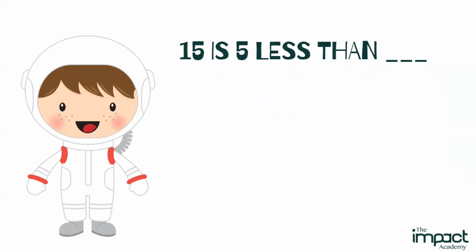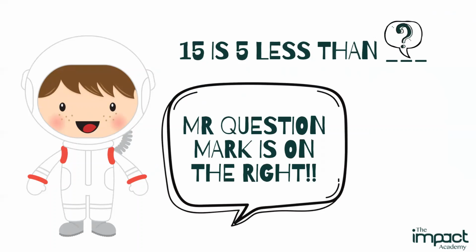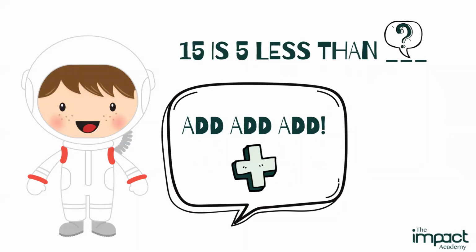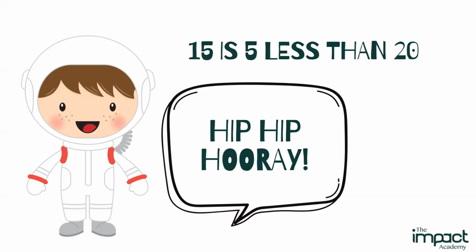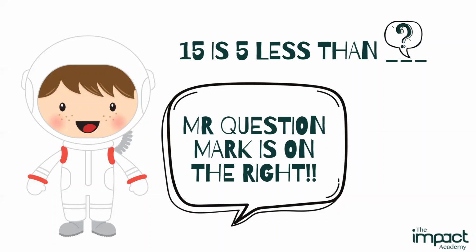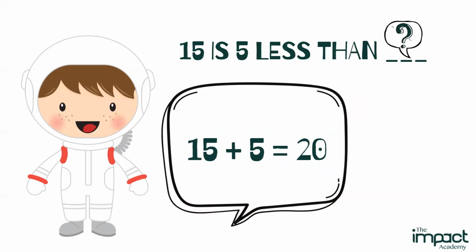When we look at a question like that, 15 is 5 less than, we want to quickly put in the question mark. Can you find the question mark over here? Yay, we found the question mark. If the question mark is on the right-hand side, what do you want to do? You want to add. Do you remember that? So all you need to do is 15 plus 5. Therefore, your answer will be 15 is 5 less than 20. Simple as that. Every time the question mark is on the right-hand side, you want to add up the numbers.